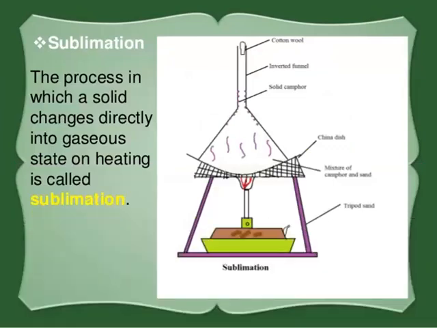Sublimation. The process in which a solid changes directly into the gaseous state on heating is sublimation. Some solids have a tendency to sublime on heating. A mixture containing such a solid with another solid can be separated by sublimation. For example, in the picture we have the mixture of camphor and sand, where camphor is the example showing sublimation and can be separated from the sand.